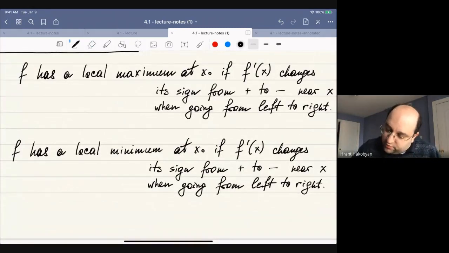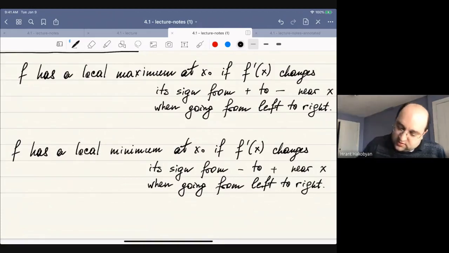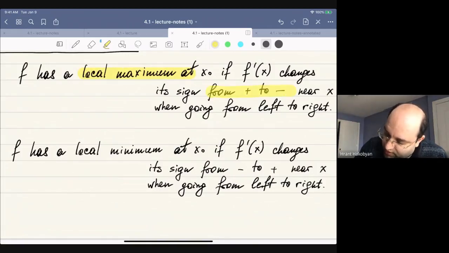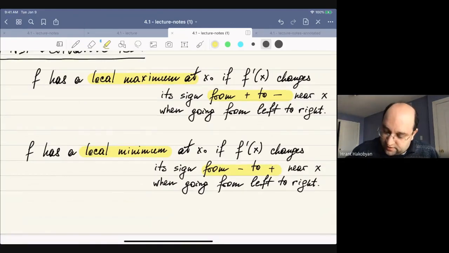At that point, if it changes the sign, now not from plus to minus, but from minus to plus, so it goes from negative to positive. So again, when you have a local maximum, you go from plus to minus, and if you have a local minimum, you go from minus to plus. Okay, so are there any questions?